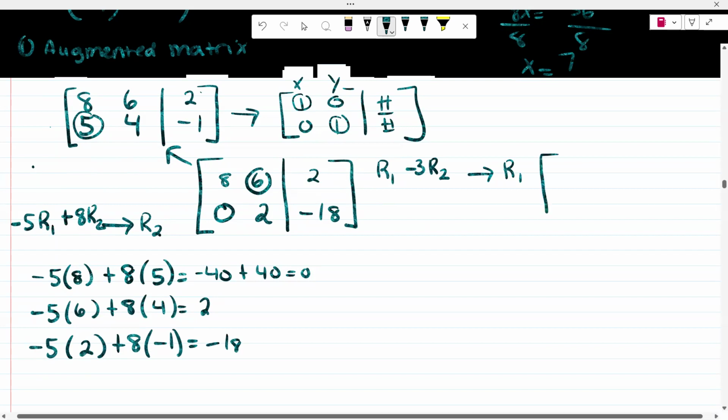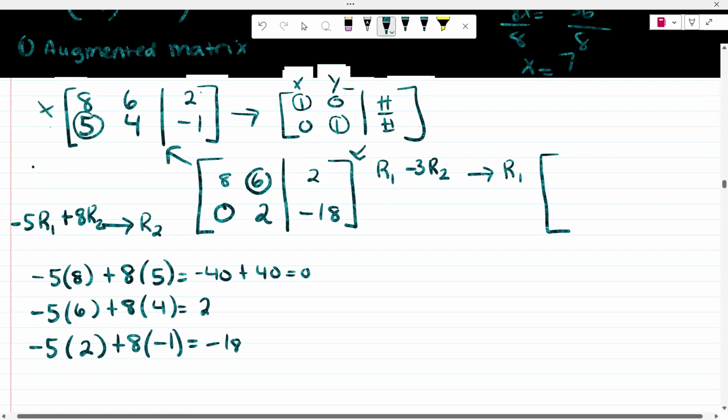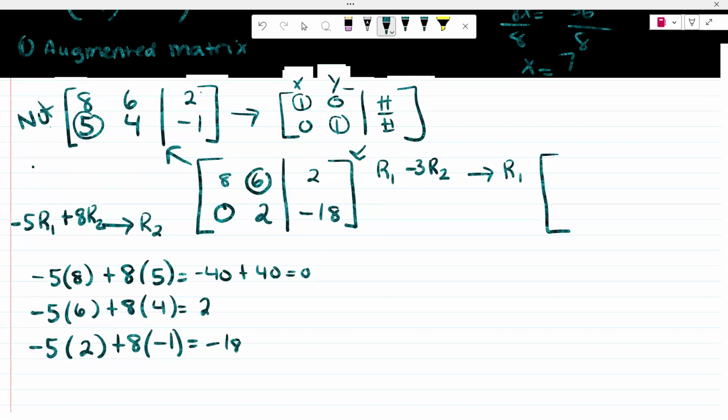So let's see if that really works. So what's my first number in row 1? So we're going to look at this matrix. Do not start from this matrix. No. Right? No. You always start on the previous matrix. Okay. So what is my first number?